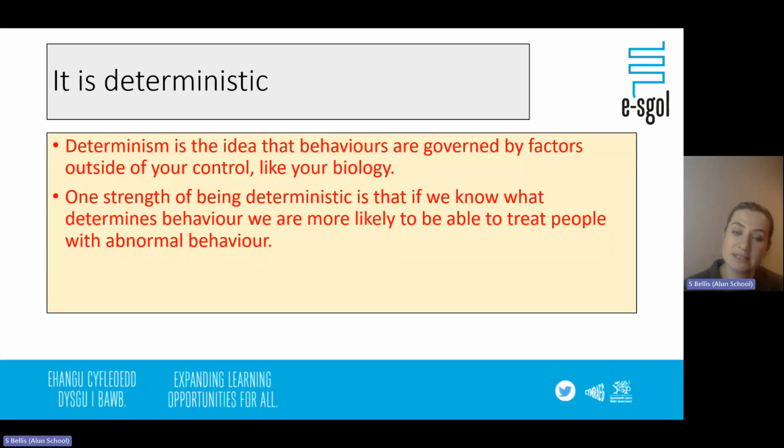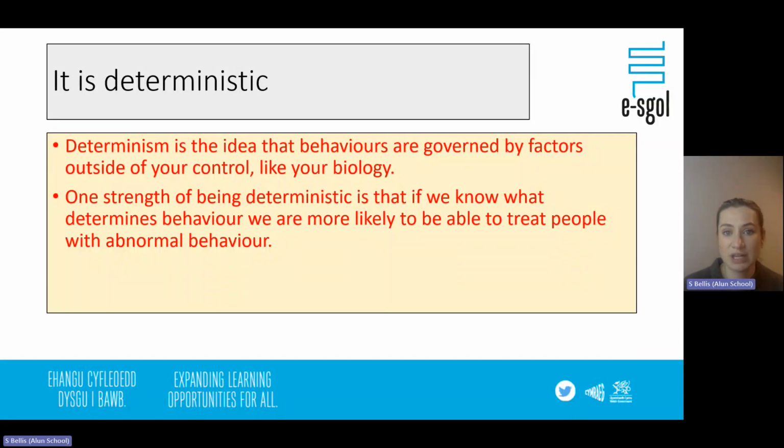But one strength of this is that if we know that one feeling, one thought, one emotion is determined by something, then we are able to treat people with that abnormal behaviour. So, for example, if you do not have enough serotonin in your brain, the neurotransmitter serotonin, you are likely to have a very low mood, which may lead to depression. Now, because we know low serotonin equals depression, we know that to treat somebody with depression, we just have to give them more serotonin. We have to give them a tablet that increases the amount of serotonin in their brain.